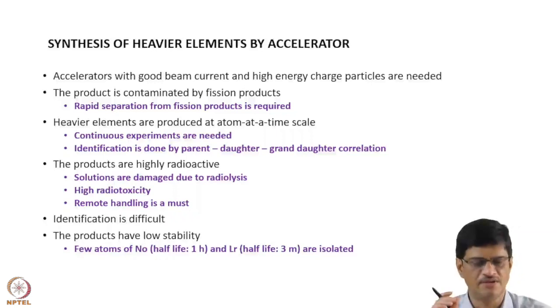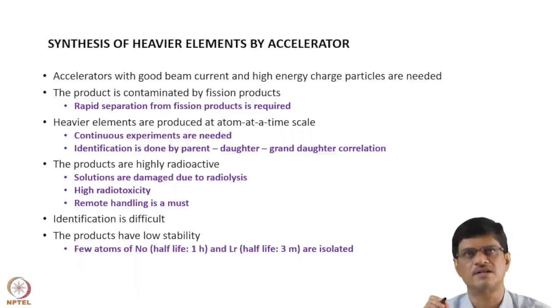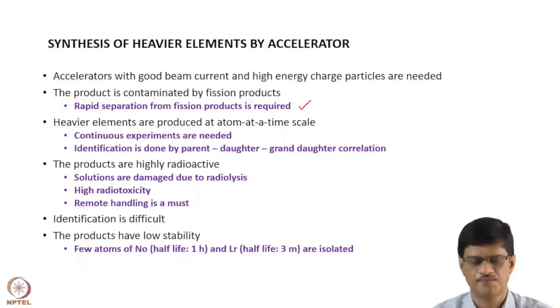Now I will summarize the synthesis of heavier actinide elements by accelerators. These accelerators should have good beam current, and high energy charged particles are needed. The product is many times contaminated by fission products, as fission will take place to a much larger extent than the production of the heavier actinides. So separation of the heavier actinides from the fission products is required.